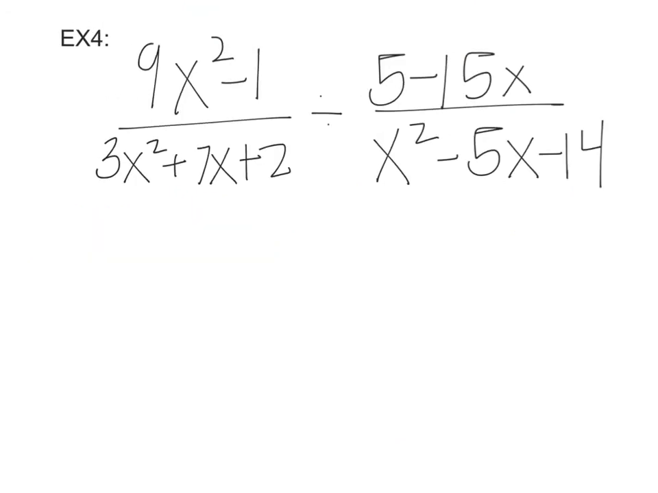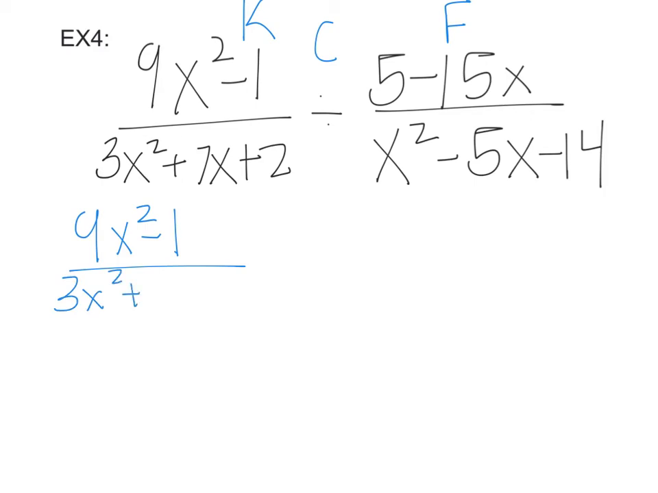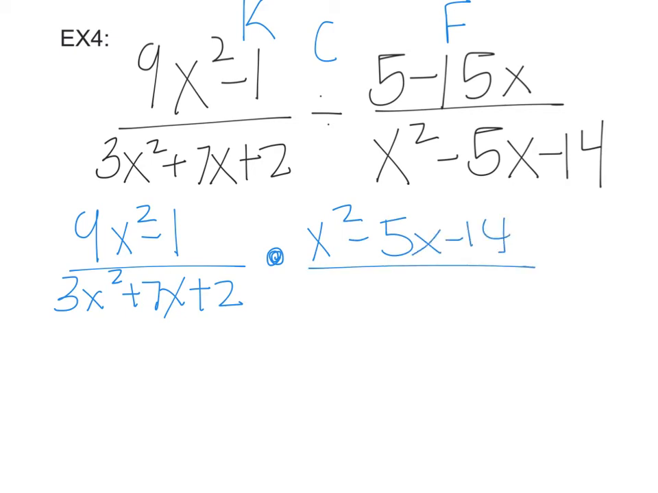Okay, example number 4. This is our last example, and again, it's division. So since I see it's division, I have to do my keep, change, flip first. So I'm going to keep the first fraction the same, change the operation in the middle, and flip the second fraction. So now that means I have 9x squared minus 1 over 3x squared plus 7x plus 2. Change the operation in the middle to multiplication and flip the second fraction. So I have x squared minus 5x minus 14 all over 5 minus 15x.